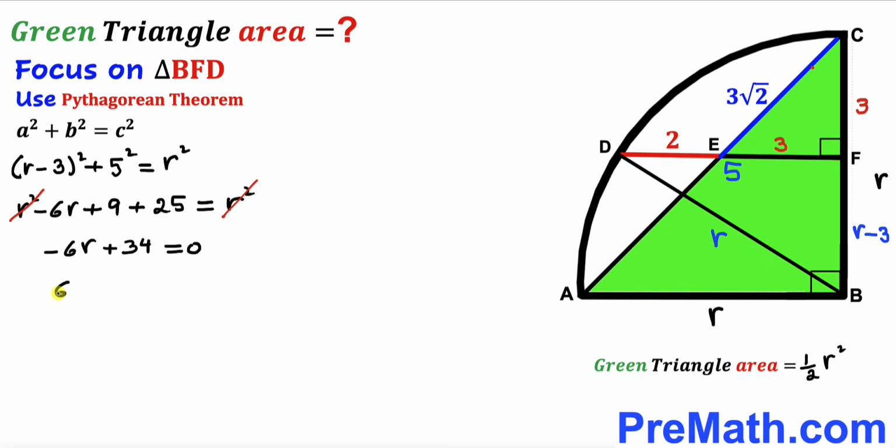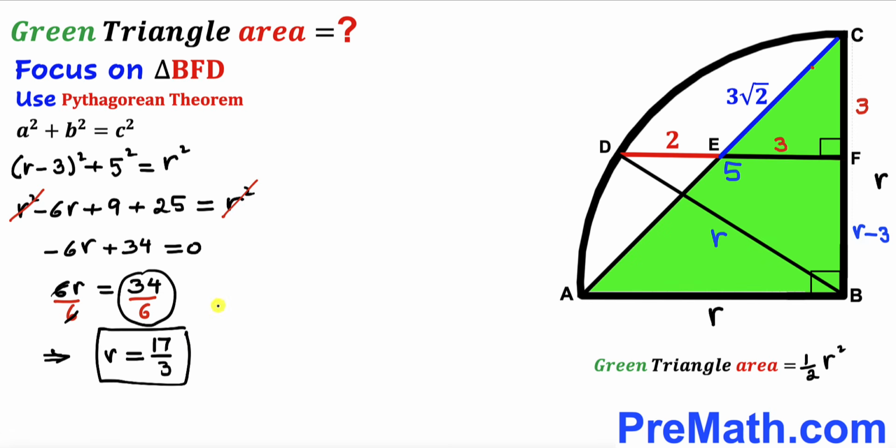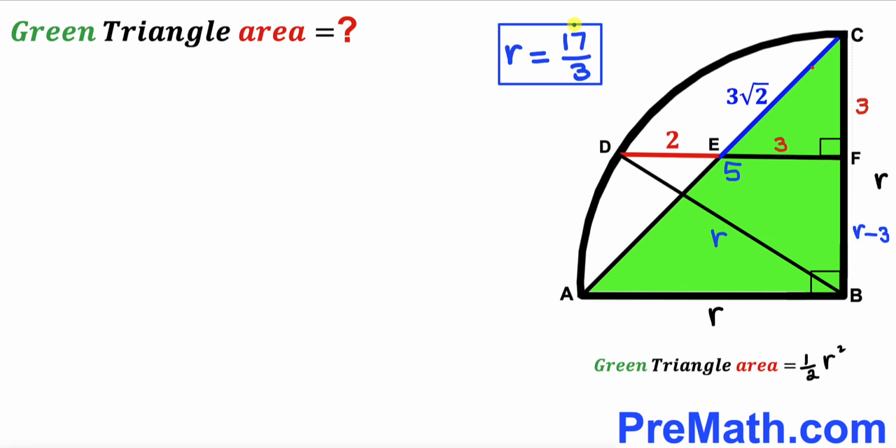So therefore we got 6 times r equals 34. And now I'm going to divide both sides by 6 to isolate radius lowercase r. This 6 and 6 is gone. So therefore our radius lowercase r value is going to be equal to, if we reduce this, 17 divided by 3. So thus our radius lowercase r value turns out to be 17 divided by 3.